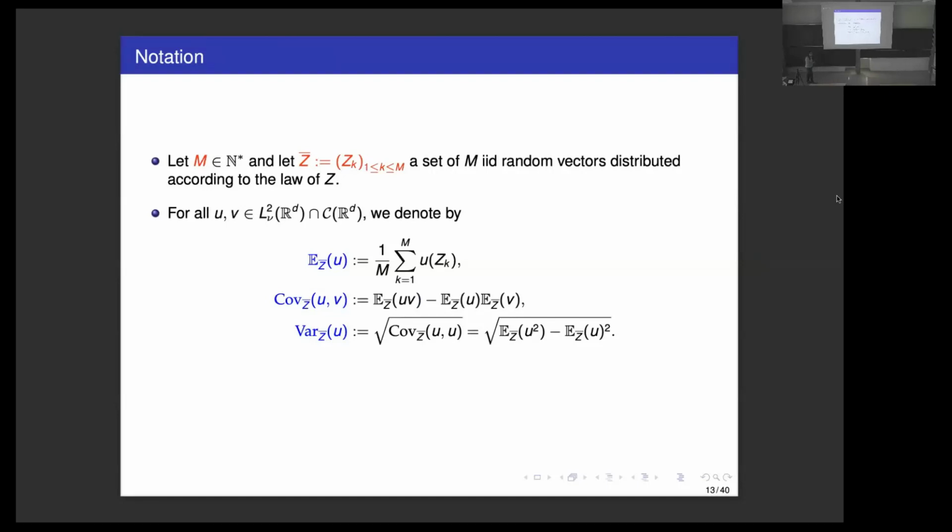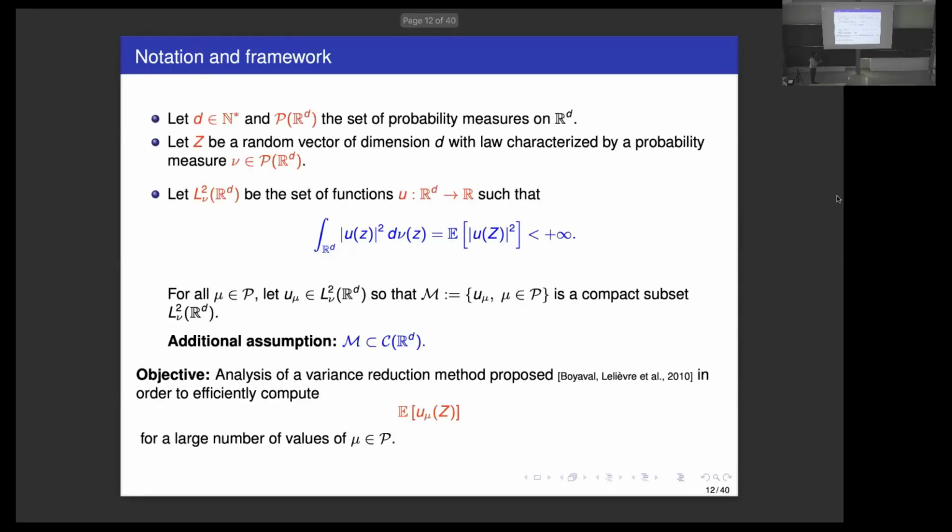Mu is not random here. The expectation is with respect to Z. There are two different objects in there. Z is a random variable, and mu is a parameter. The parameter is deterministic, absolutely, and the stochasticity is really encoded in this variable Z. So we are assuming that there are two different objects.